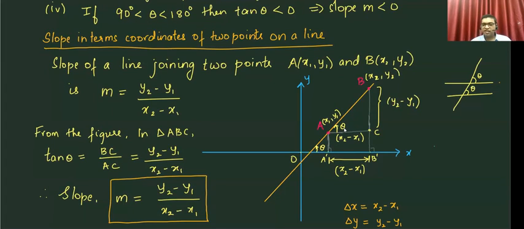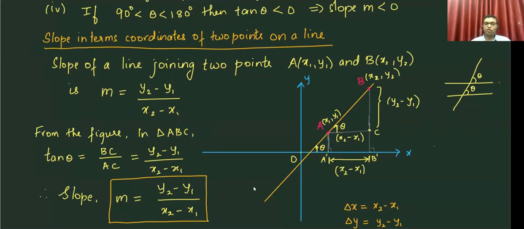Now a line which is inclined at a 45-degree angle, what will you say about it? When this is 45 degrees, this is 90, and this angle will also be 45. So what do you get? You get a right angled isosceles triangle, 45, 45, 90 degrees, which means AC and BC will be equal. y2 minus y1 is equal to x2 minus x1. So slope is 1.